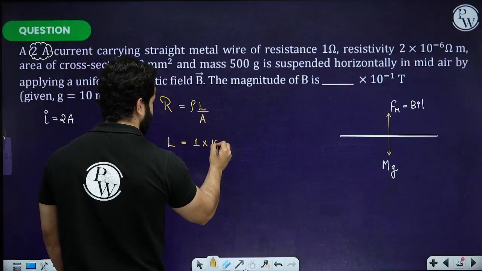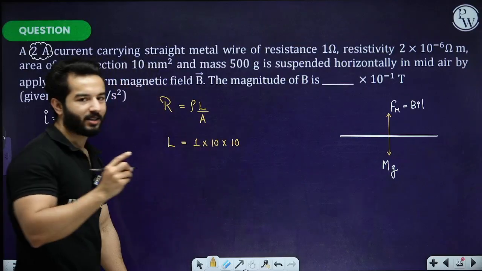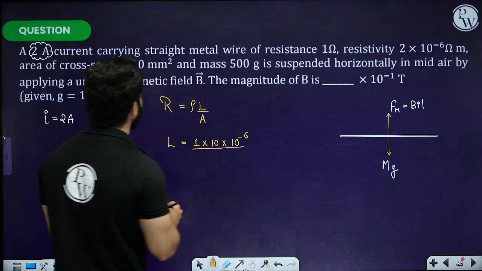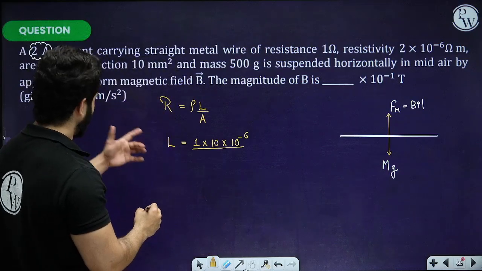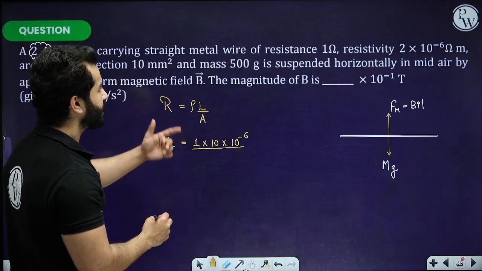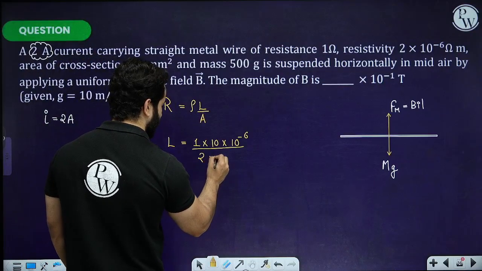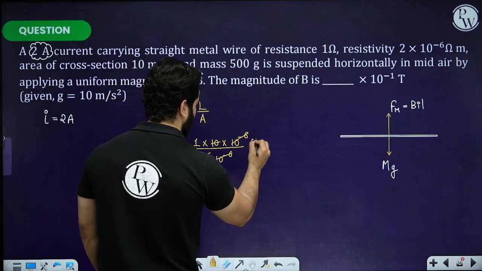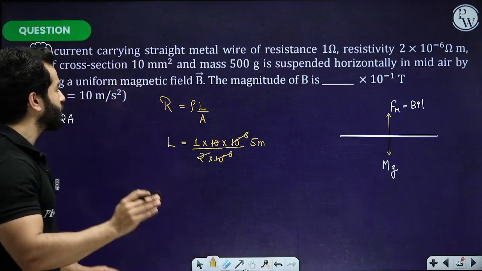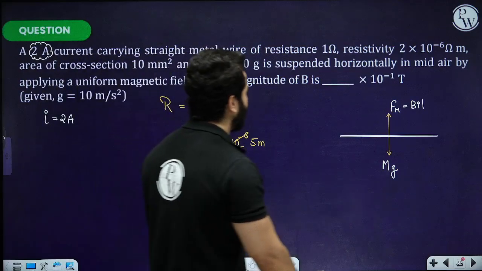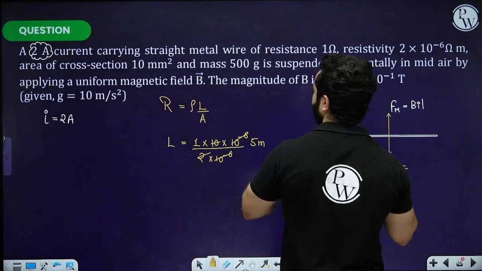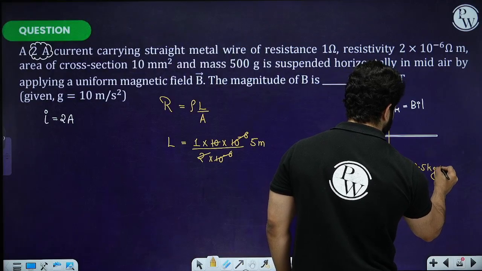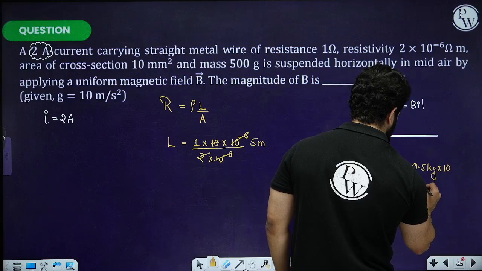Area of cross section is 10 millimeter square. 1 millimeter is 10 to the power minus 3, so this will become 10 to the power minus 6 divided by... sorry, area of cross section was this. Resistivity is given as 2 into 10 to the power minus 6. So this can be cancelled out. This will be 5, so this will be 5 meters. Please check my calculation. If you have any doubt, write down in the chat box. And by the way, this mg will be 500 gram, that means 0.5 kg multiplied by g, thankfully they have given us g as 10. So this will be 1 Newton.